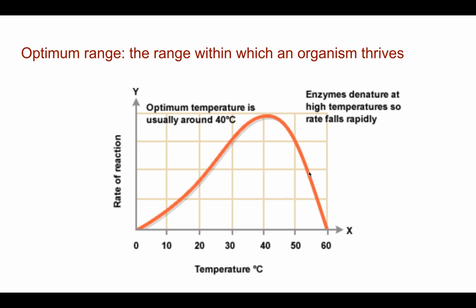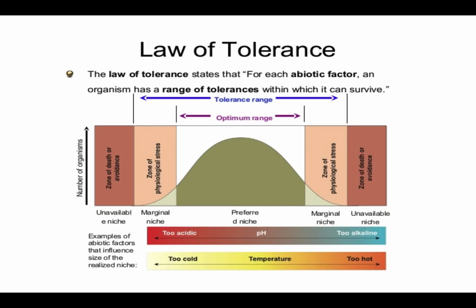Here we're getting a zone of stress, aren't we, because the numbers are dropping off. And here we're getting a zone of stress. And if we come down here, there's a zone of intolerance. 60 degrees, they're dying. 0 degrees, they're dying. We don't see any organisms. Let's have a look at the next one. Got a couple of these.